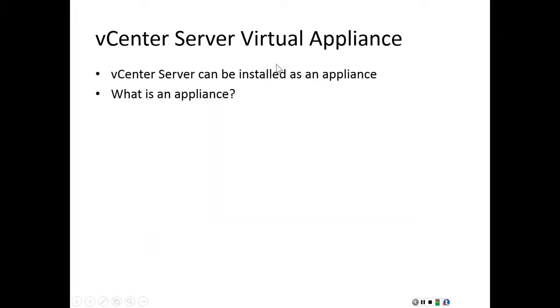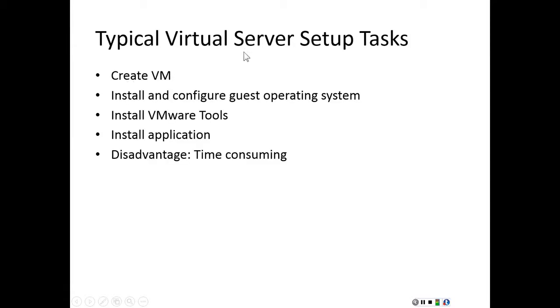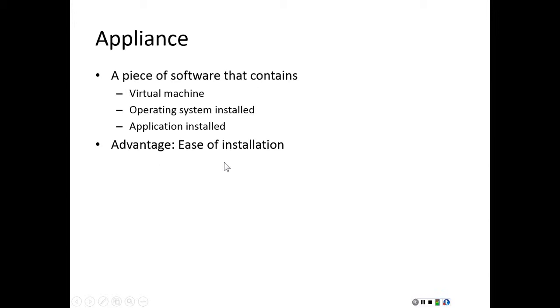That's vCenter Server. Now, the vCenter Server virtual appliance: vCenter Server can be installed as an appliance. So what is an appliance? In a typical virtual server setup, the tasks include create the virtual machine, then install and configure the guest operating system, then install VMware Tools, then install the application that you want to install. And the disadvantage of that is all those steps can be time-consuming. This is why we have appliances.